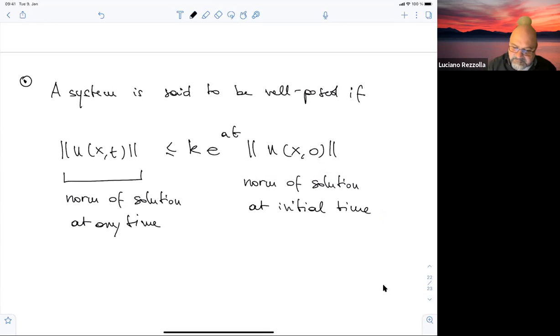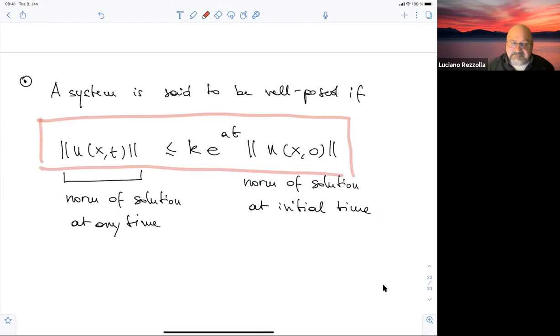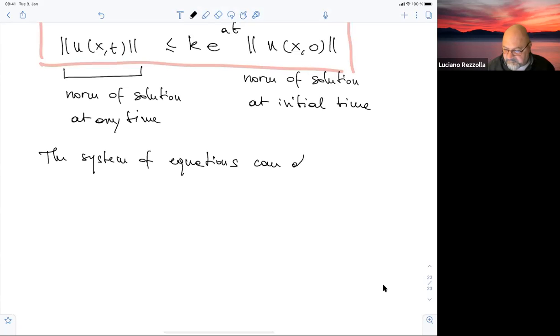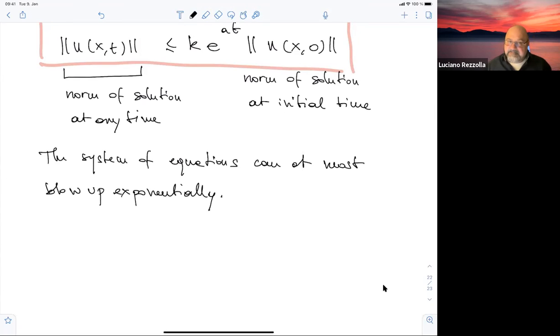I hope you appreciate the importance of this condition. This condition is telling us that the system cannot blow up, or if it does blow up, it at most blows up exponentially. The system of equations can at most blow up exponentially, which is not desirable, but it is still something you can handle. If the system would just be diverging without any bound, then there is no way you can possibly solve these equations.